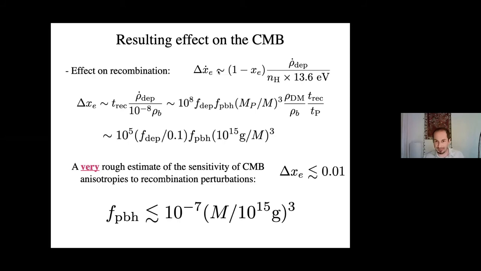And by the way, here I got delta x_e dot, and to get delta x_e, I multiply by the time scale of recombination, the age of the universe at recombination, which is about 300,000 years. So roughly the CMB is sensitive to 1% changes of the recombination history around the last scattering epoch. And so if I say that this is less than 1%, you get this estimated upper limit of 10 to the minus 7 in terms of the dark matter fraction in PBHs times M over 10 to the 15 grams cubed.